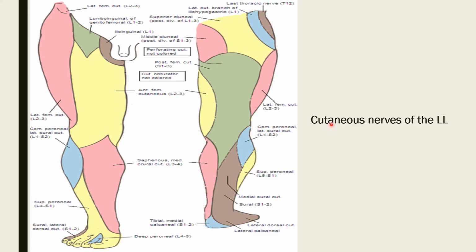And this image shows the different areas supplied by major cutaneous nerves of the lower limb. This is the area supplied by lateral femoral cutaneous, the lateral aspect of the thigh. This is anterior femoral cutaneous, the anterior aspect of the thigh. This is the medial side supplied by saphenous nerve, the medial aspect of the lower leg, both posteriorly and anteriorly. And here you can see the posterior part supplied by posterior femoral cutaneous.